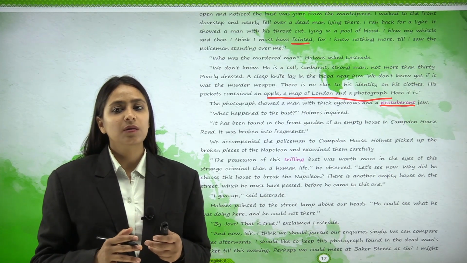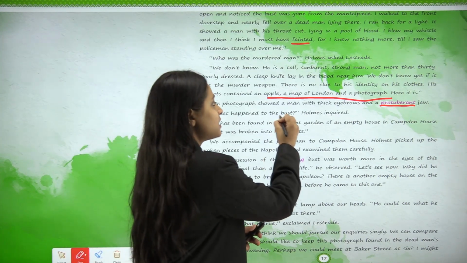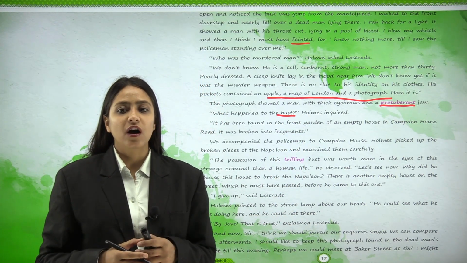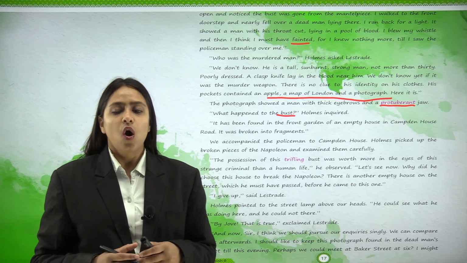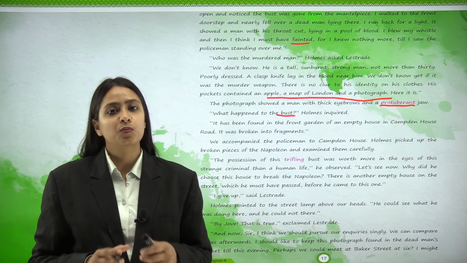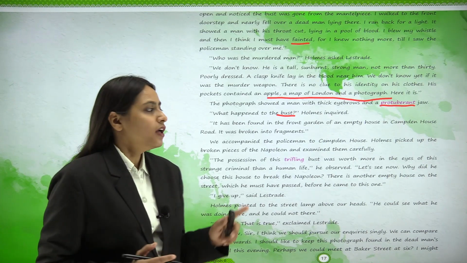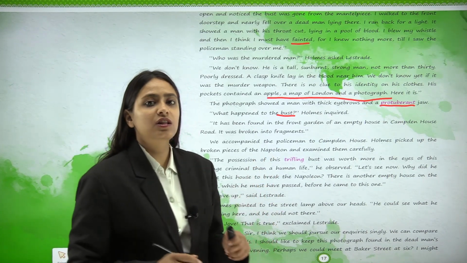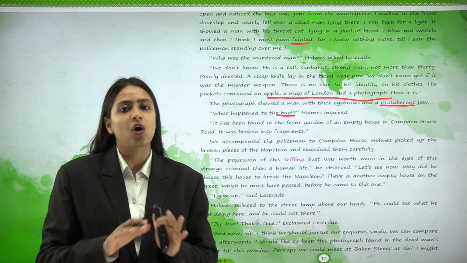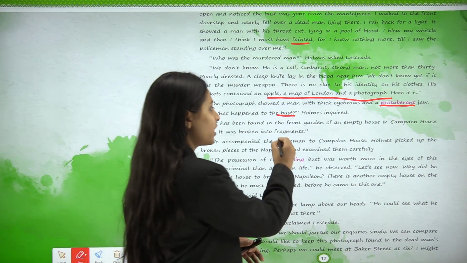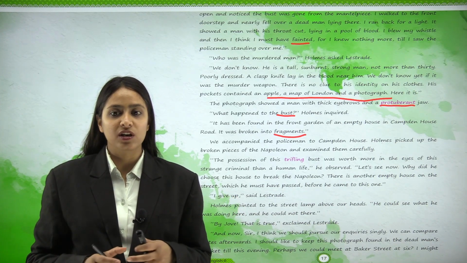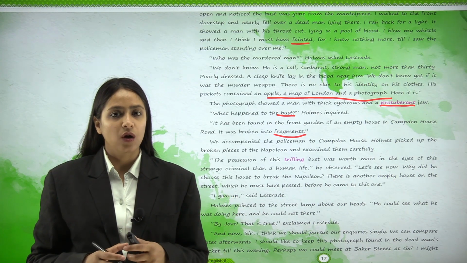"What happened to the bust?" So now Mr. Holmes is asking what happened to the bust of Napoleon. "It has been found in front of the garden of an empty house in Camden House Road. It was broken into fragments." So in this fourth case, the bust of Napoleon was also found crushed into fragments. What do we mean by fragments? Into pieces, students.